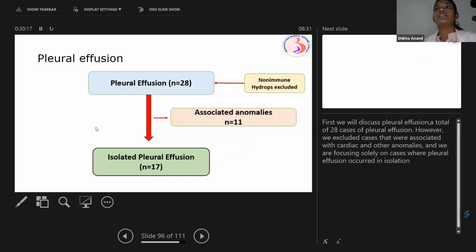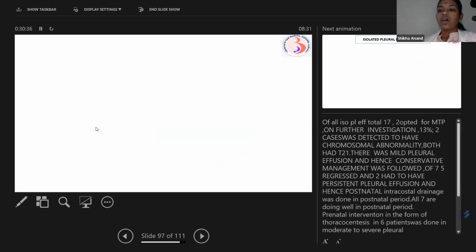First, we'll be discussing the pleural effusion. A total of 28 cases of pleural effusion. However, we excluded the cases that were associated with cardiac and other anomalies, and we are focusing solely on the cases where the pleural effusion occurred in isolation. So, isolated pleural effusion, a total of 17 cases.